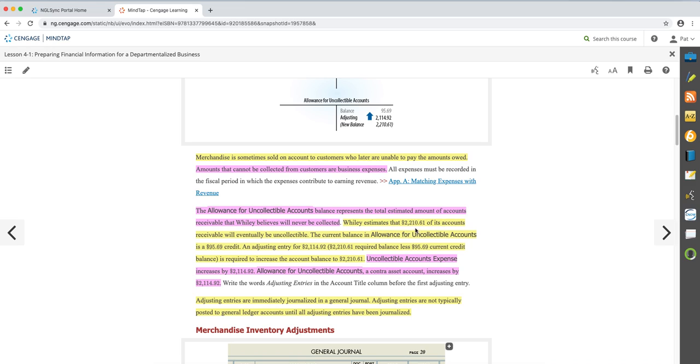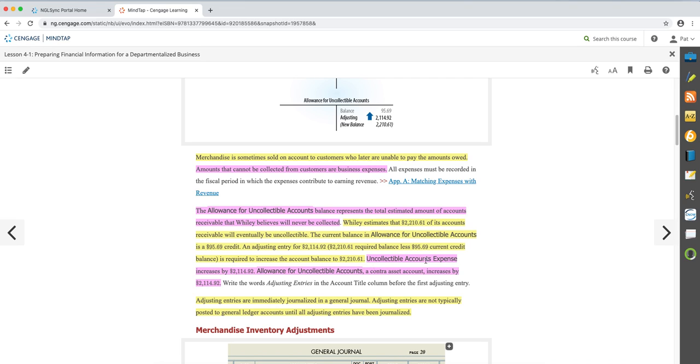Wiley estimates $2,210 of its accounts receivable will eventually be uncollected. The current balance for allowance for uncollectible accounts is $95.69. So you need to take the $2,210.61, subtract the $95.69, which we already have in there, and the adjusting entry is $2,114. That's what they're telling you here.